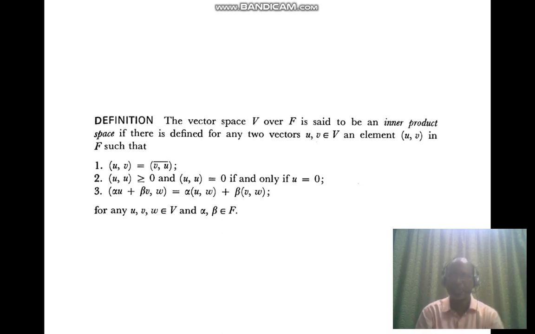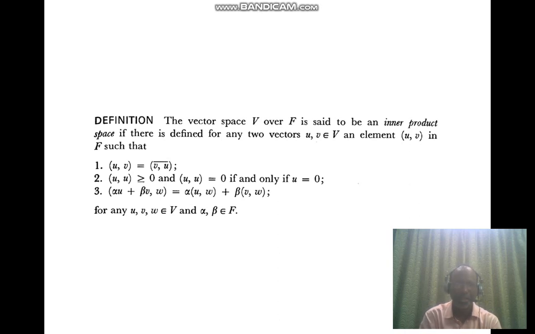First, let's see the definition of an inner product space. A vector space over F is said to be an inner product space if there is defined for any two vectors u, v belonging to V an element, the inner product (u, v), which is a constant that satisfies these three conditions. The first one is (u, v) is equal to the conjugate of (v, u). Again, (u, u) is always greater than or equal to 0, and (u, u) = 0 implies u itself is 0.